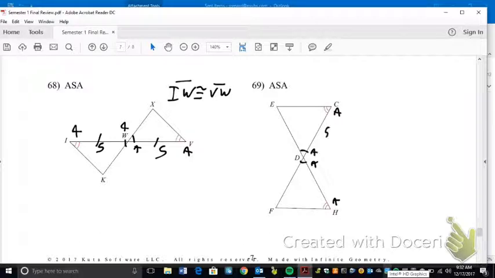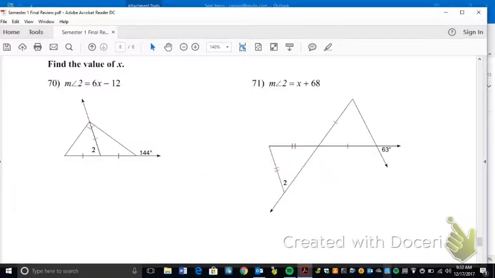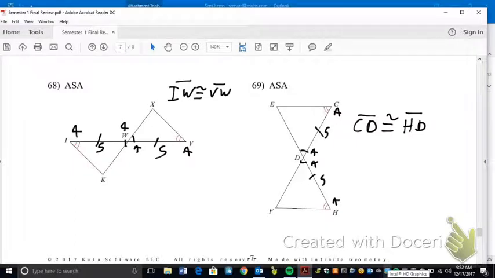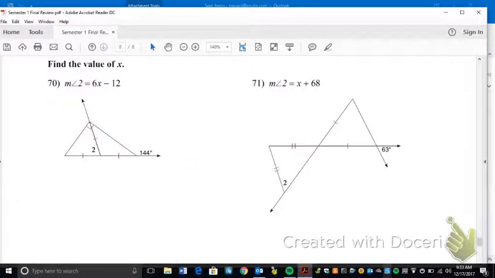Same thing here, ASA. Side's got to be between the two angles. So CD has to be congruent to HD. Now, in all fairness, we could sit there and say, well, if XW was congruent to WK, they'd also be congruent. And they would, excuse me, but then I'd be proving congruency by angle, angle, side, not angle, side, angle. The problem requests angle, side, angle. We give it angle, side, angle. Okay. Some more of these little tricky ones.